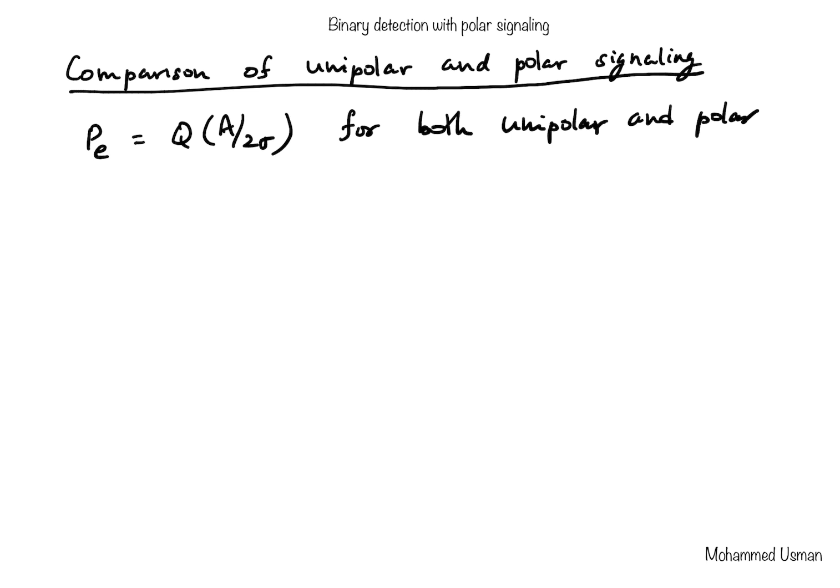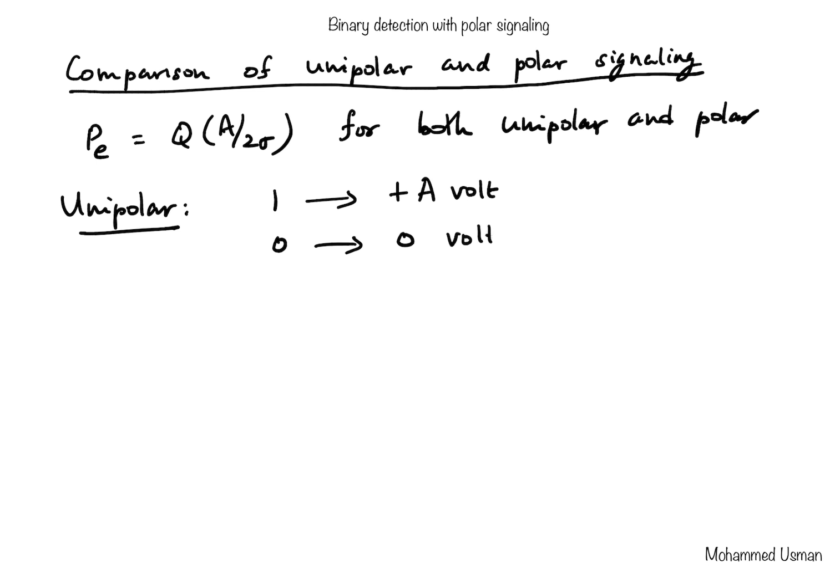So to understand that, let us first look at the unipolar case. In unipolar, we represent a 1 as a positive voltage, which is some A volt, and a 0 as 0 volt, right? A volt and 0 as 0 volt. So these are the voltage levels that we are using for the unipolar case.